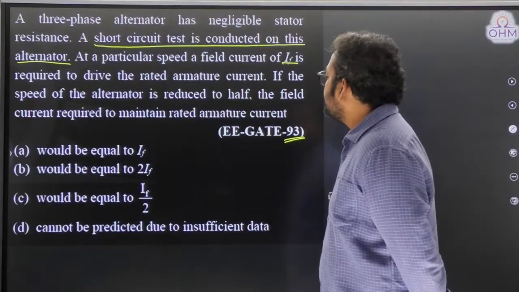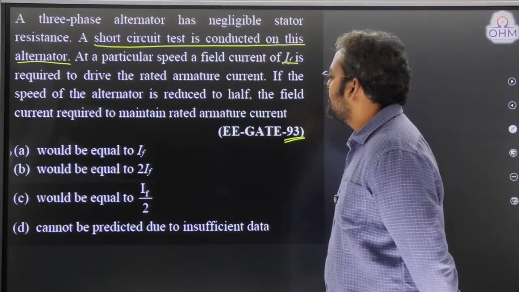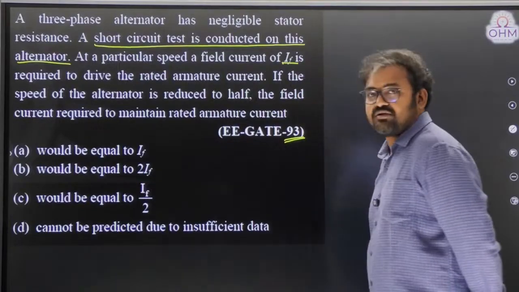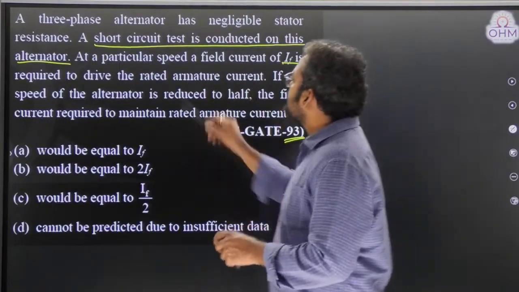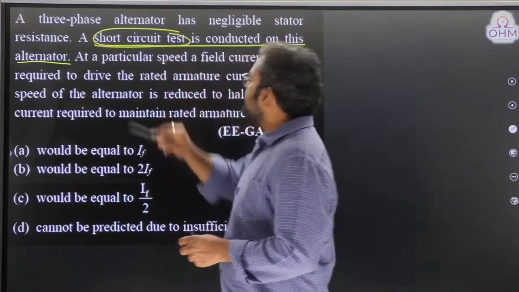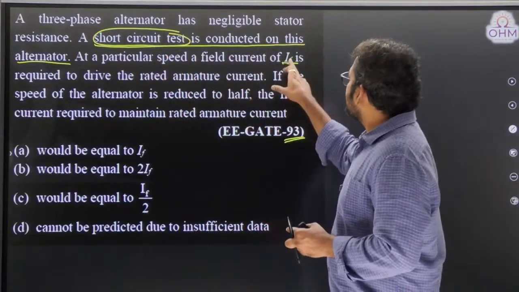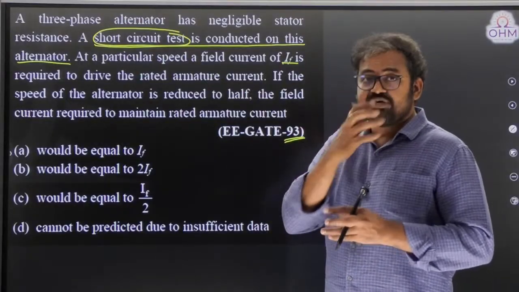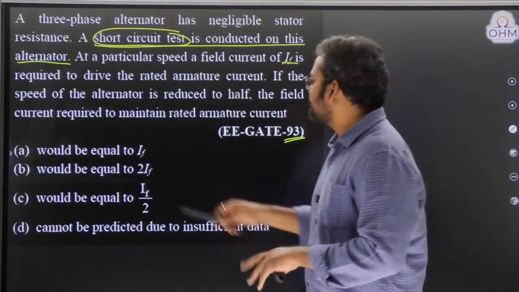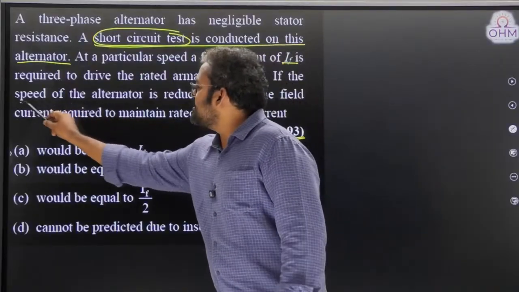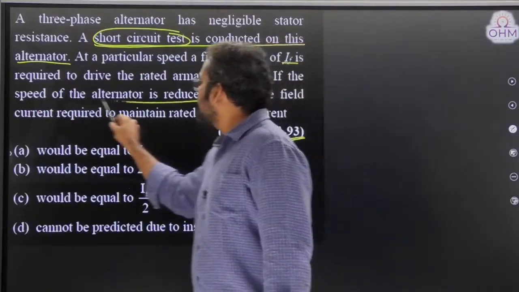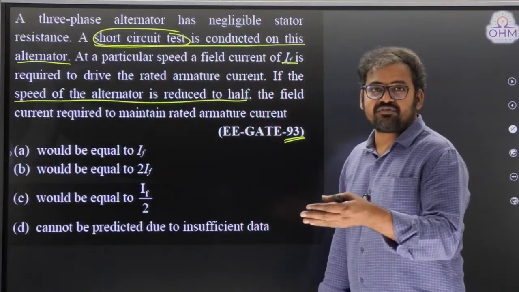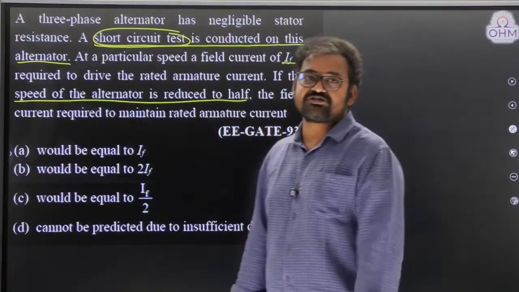If the speed of the alternator is reduced to half, what is the field current required to maintain the same rated armature current? So simple. The question is about the short circuit test. Initially, a field current of IF is required to circulate rated armature current. But now, the speed of the machine is reduced to half. What is the new field current required to circulate the same rated armature current?